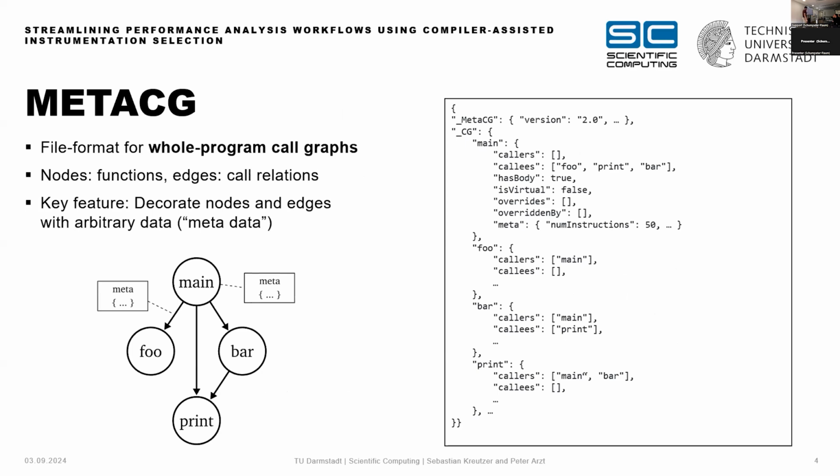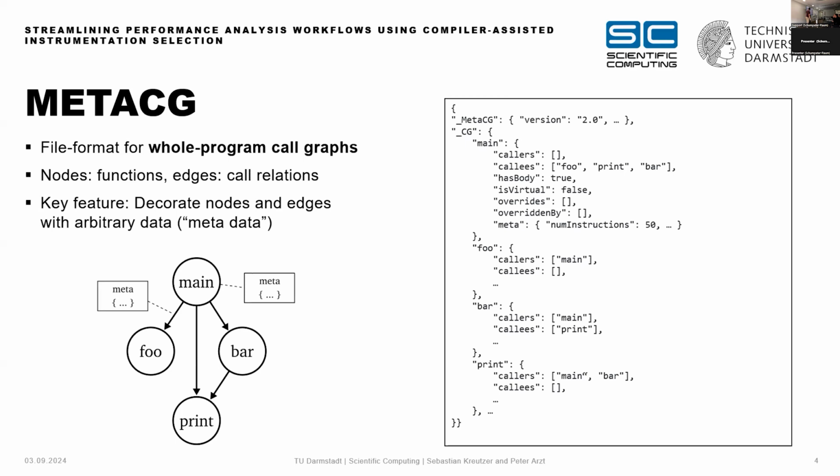Now I want to give a little introduction to MetaCG, our call graph toolset. MetaCG is first and foremost a file format for whole-program call graphs, where we have nodes and edges; the nodes are functions, and the edges are call relations. One of the key features of this file format is that nodes and edges can be decorated using arbitrary metadata, and the tools that are included can be extended with plugins, so you can attach this metadata using data generated by the compiler.